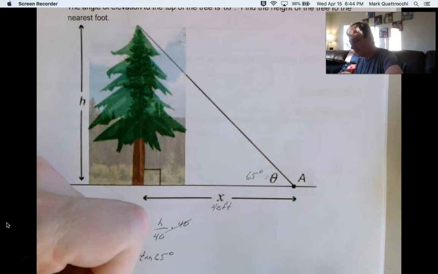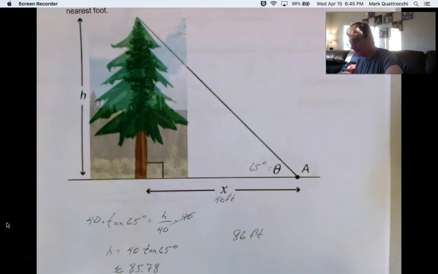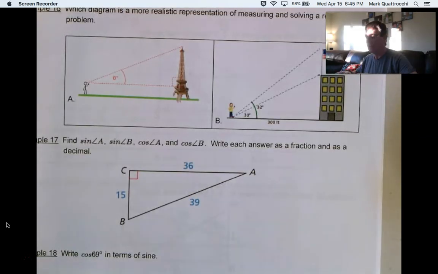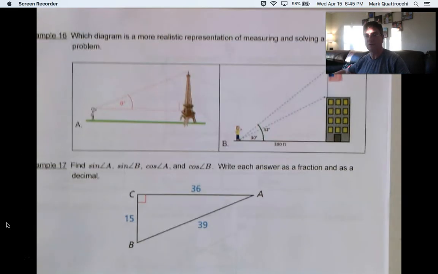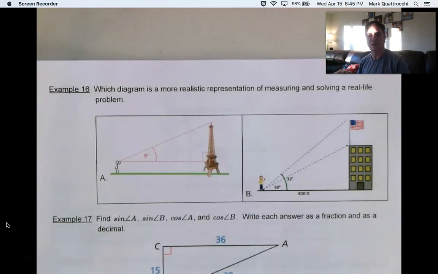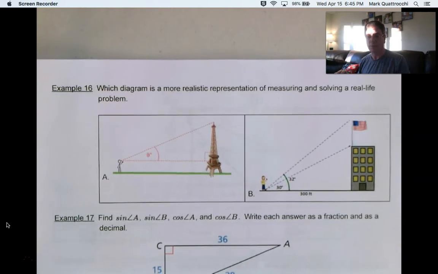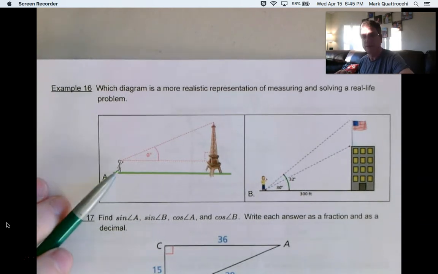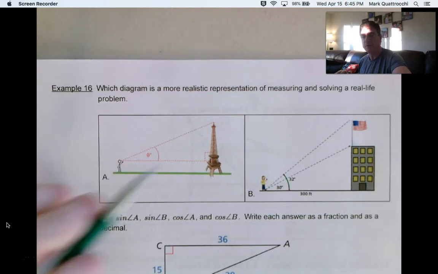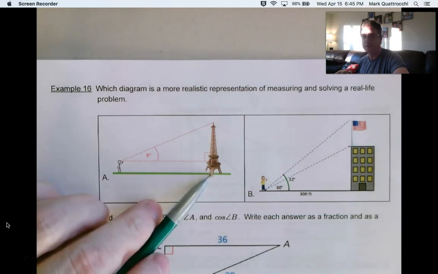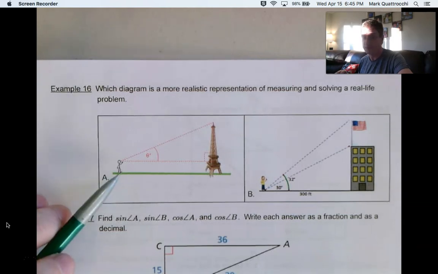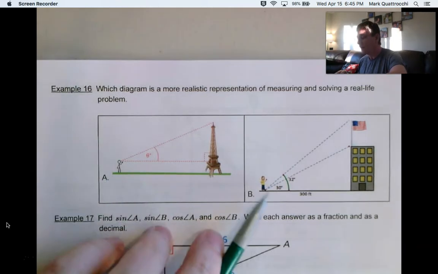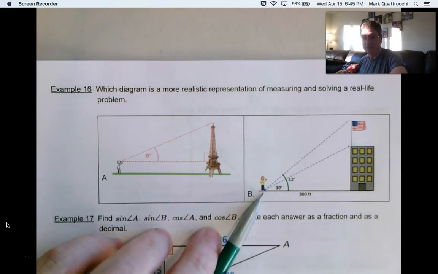Okay. So, like I said, I like this diagram. It's really well done. The one thing that I don't like is right here. What I don't like about it is illustrated in example 16. Here we have a choice of two diagrams, and all I want you to do is tell me which diagram is more realistic, more like a real-life problem. I have had students say that it's not this one because this person would never be this big compared to the Eiffel Tower. Maybe that's just perspective. They're just really, really far away. This one is the least realistic, and I'll tell you why.